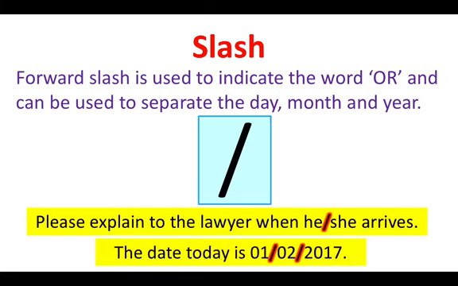The date today is the 1st of the 2nd, 2017. In this example, the forward slash is used to separate out the day, month, and year.